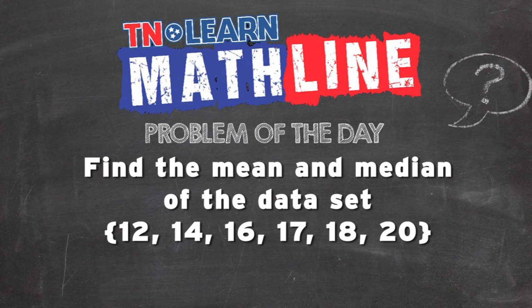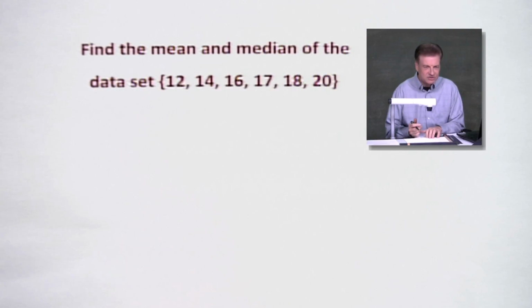Find the mean and median of the data set, the numbers 12, 14, 16, 17, 18, and 20. Once again, we're going to be looking for the mean and the median of the data set 12, 14, 16, 17, 18, and 20. So let's take a look at this and stack it out on paper here.